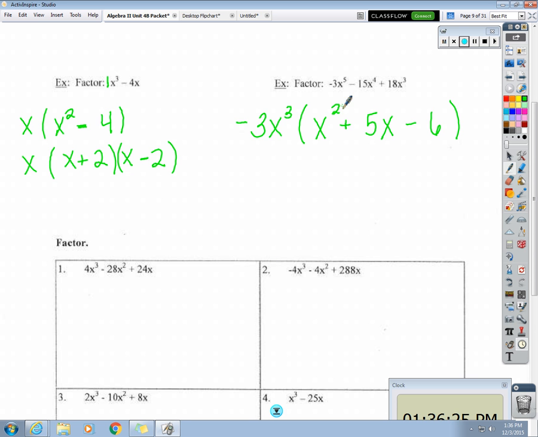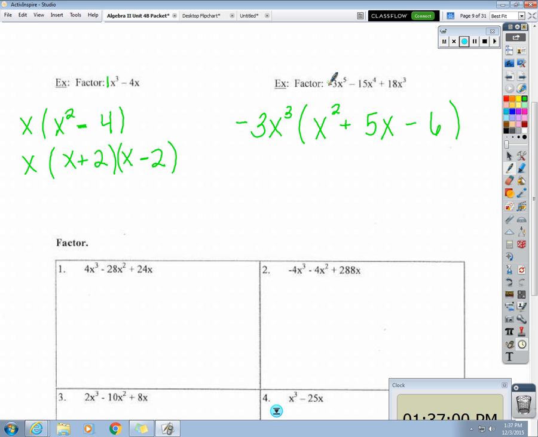Okay, let me say that again. We don't want our x squared to be negative, so we're going to factor it out. And when you do that, every sign will change. This negative becomes a positive, but you don't have to write a positive right there. This negative became a positive, this positive became a negative. Now let me show you why that has to be. Like if you were to quickly distribute this back out, isn't a negative 3 times a positive 1 a negative 3? And a negative 3 times a positive 5 is a negative 15. A negative 3 times a negative 6 is a positive 18.